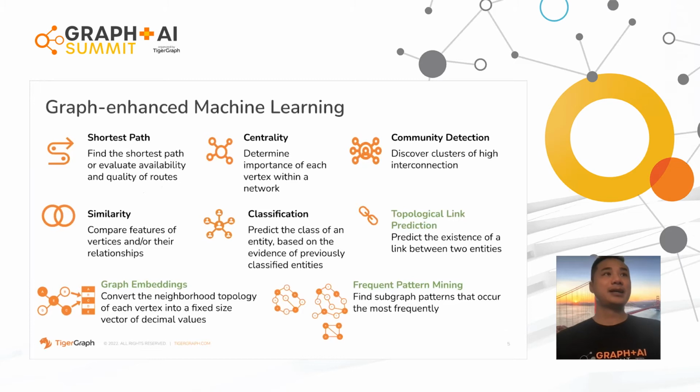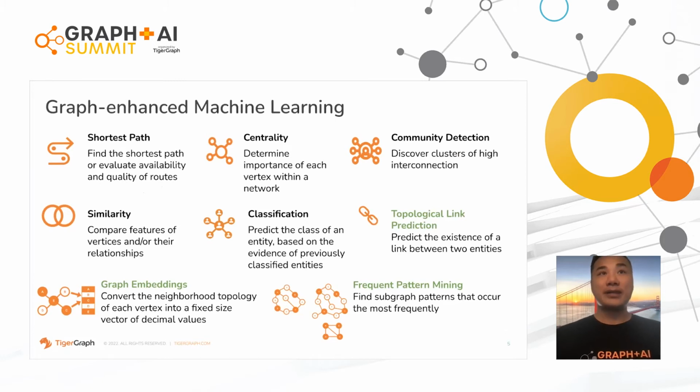Okay. Now, in the previous slide, I briefly mentioned graph-enhanced machine learning model with graphy features. So I want to double dip on this topic. So what are these graphy features, right? How can they be generated?